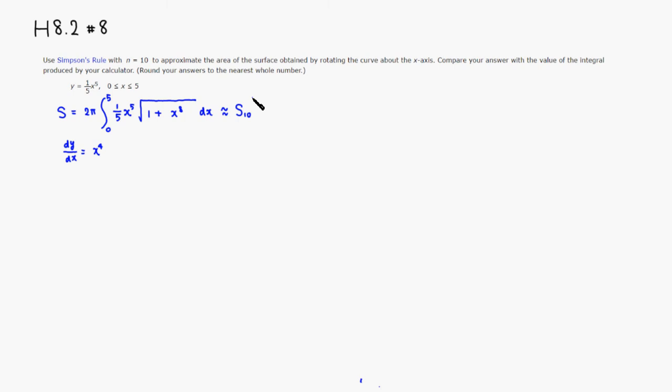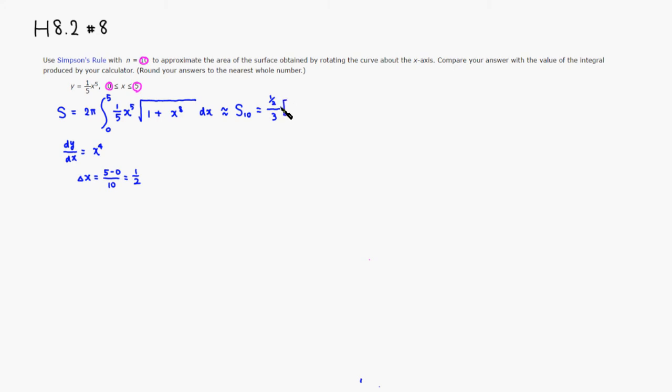So let's find the delta x. Delta x is going to be b, which is 5, minus a, which is 0, over n. N is equal to 10. So 5 over 10 is 1/2. So in Simpson's rule, delta x came out to be 1/2, divided by 3. That's part of Simpson's rule.